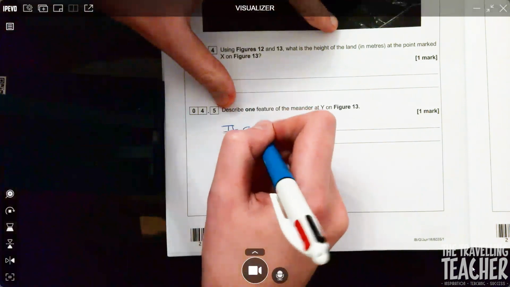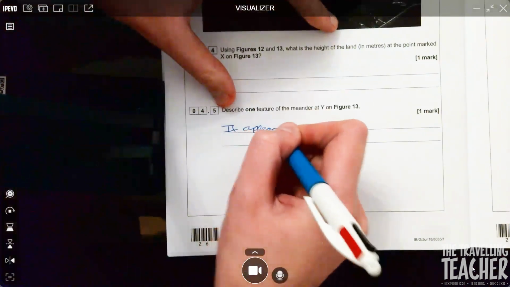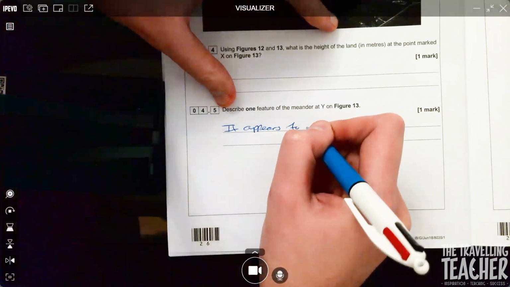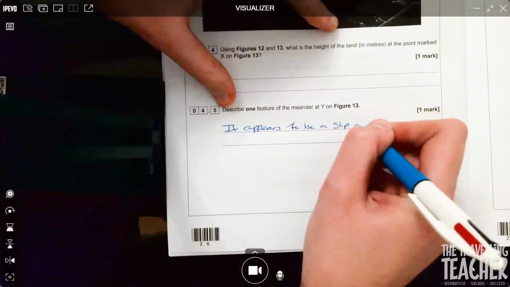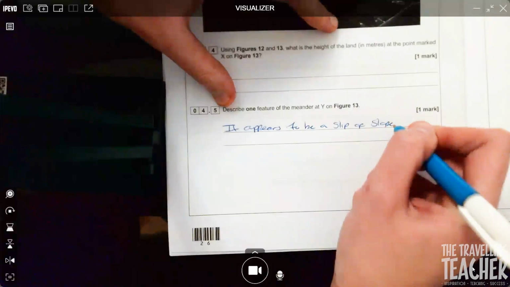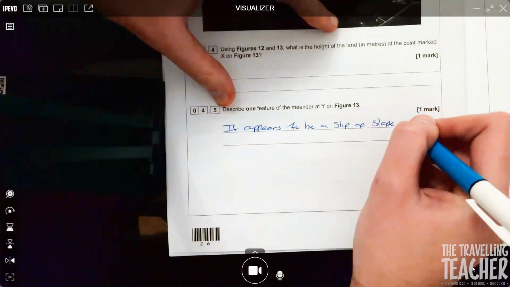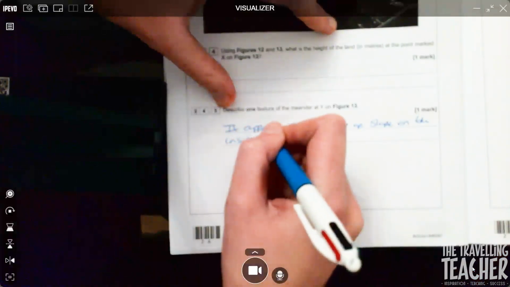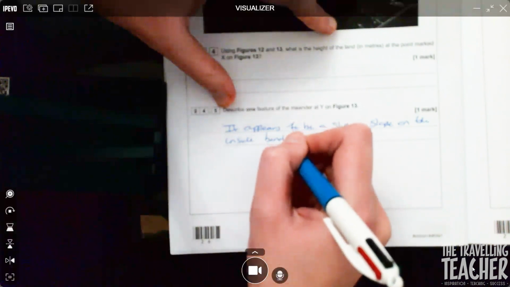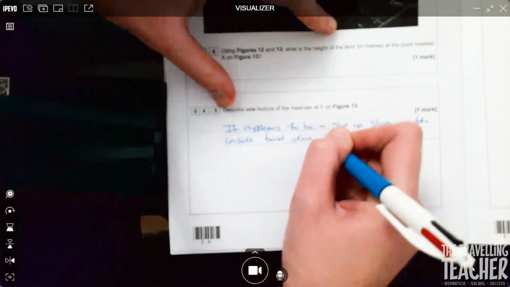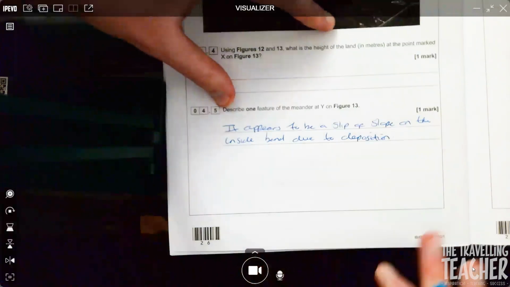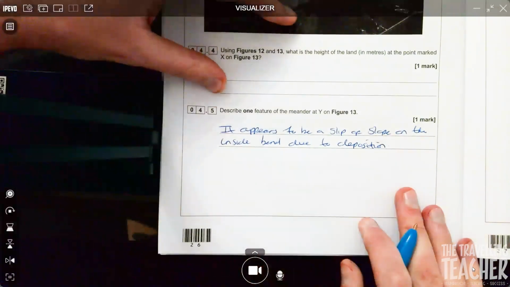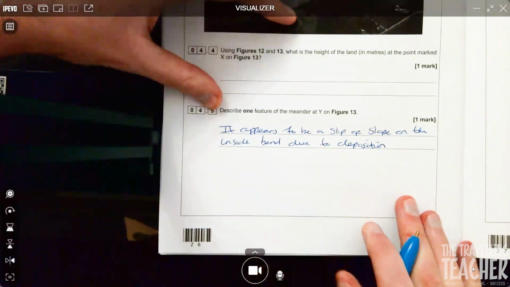It appears to be a slip of slope on the inside bend due to deposition. Appears to be a slip of slope on the inside bend due to deposition.